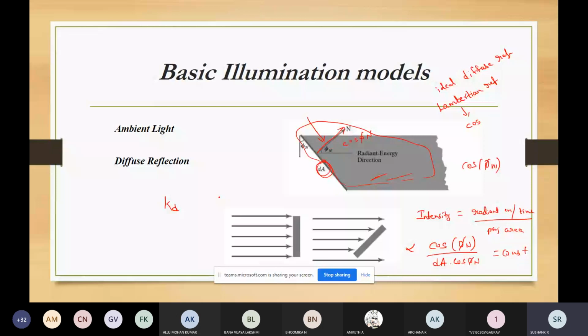So this diffuse reflection coefficient, we have to calculate. How we can calculate it is given by the formula I ambient equals KD times IA. Using this, you can calculate the ambient contribution to the diffuse reflector at any point on the surface: I ambient diffuse equals KD times IA. What this equation tells us is, see, here there is a surface.